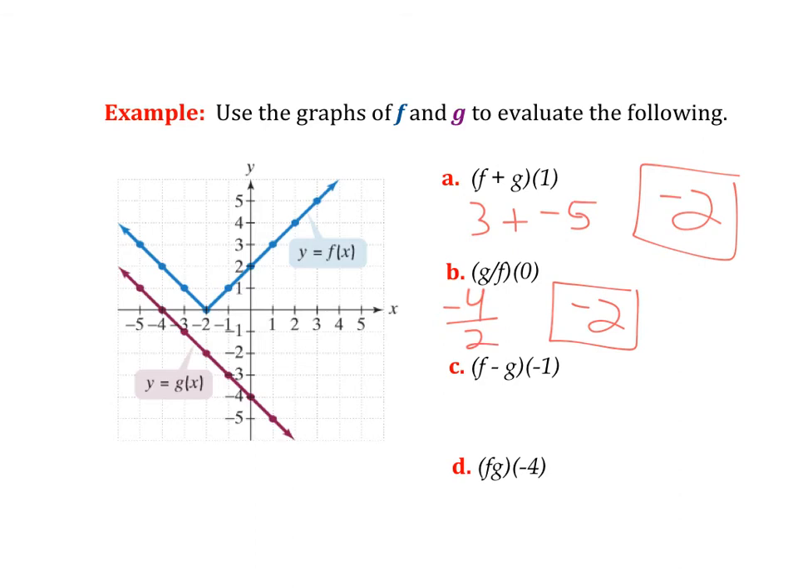Next, f minus g of negative 1. F of negative 1 is 1. G of negative 1 is negative 3. So I'm going to have 1 minus negative 3. And that would be a positive 4, because two negatives make a positive. And f times g of negative 4. So at negative 4, my f function is 2. My g function is 0. So I've got 2 times 0. Well, anything times 0 is going to be 0.